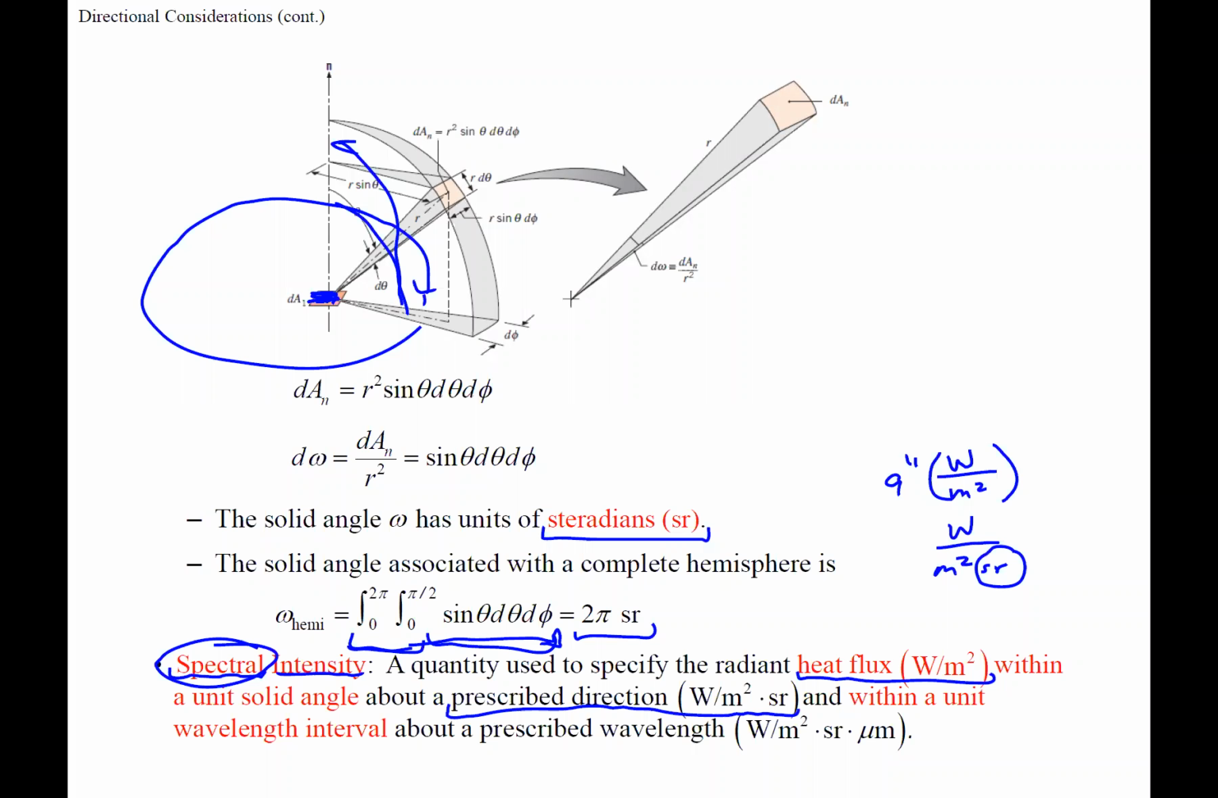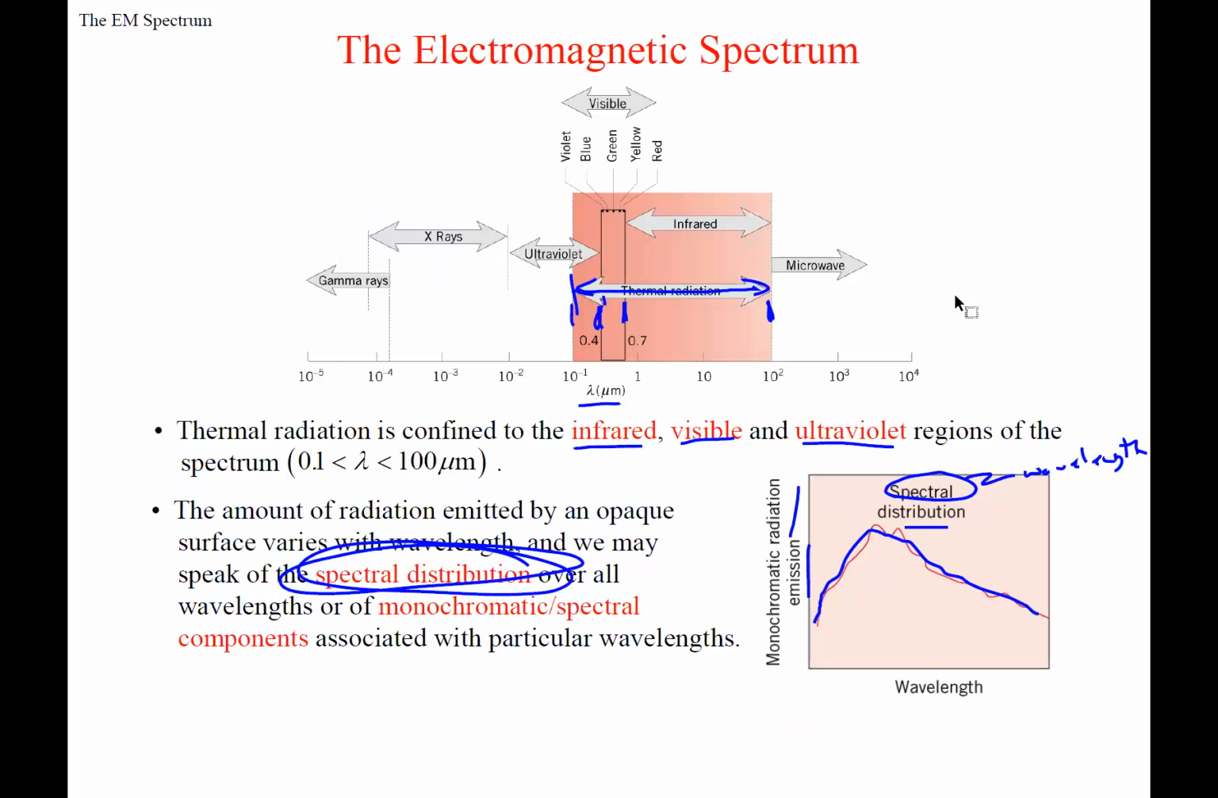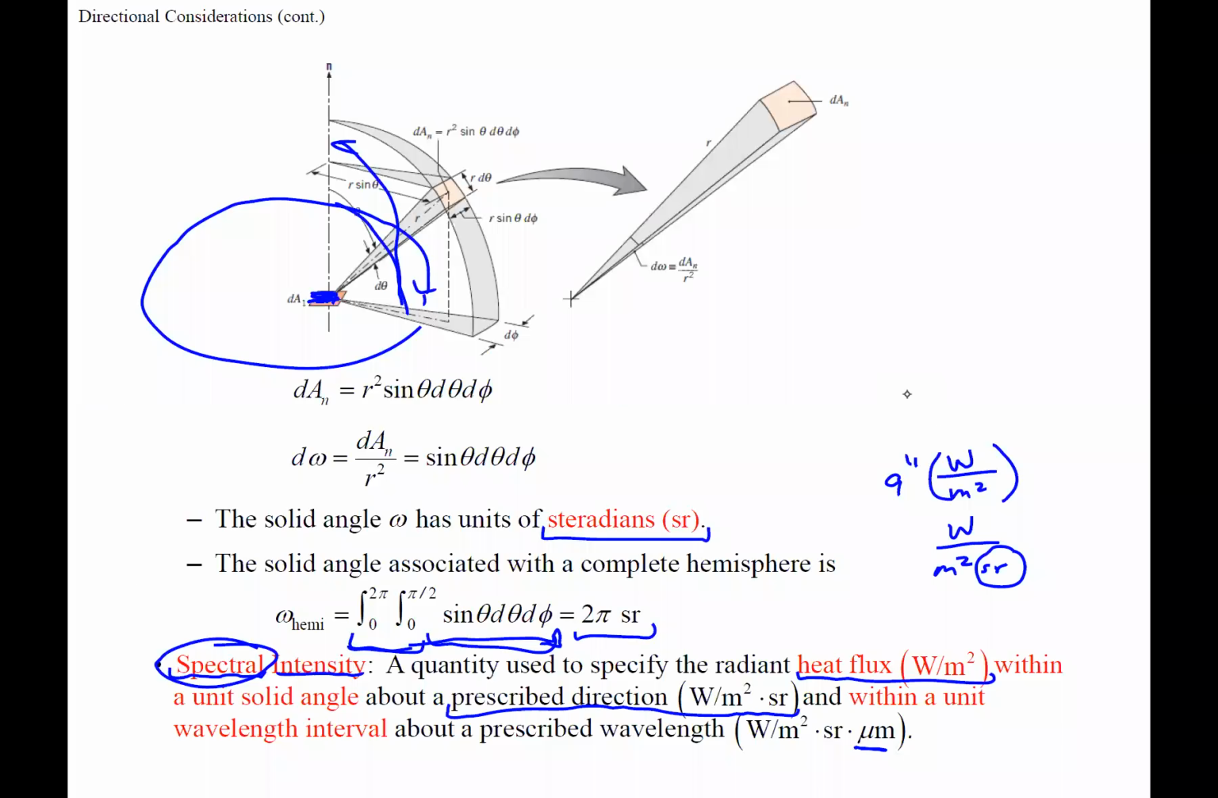And then if we put in our wavelength dependence that we have from looking at our electromagnetic spectrum figure there, we're going to now have watts per meter squared, steradians, and then our wavelengths. That shows the directional dependence and wavelength dependence, right? So to get to watts per meter squared, we'd have to integrate over direction and then integrate over wavelengths, basically to get rid of those two units in the denominator.